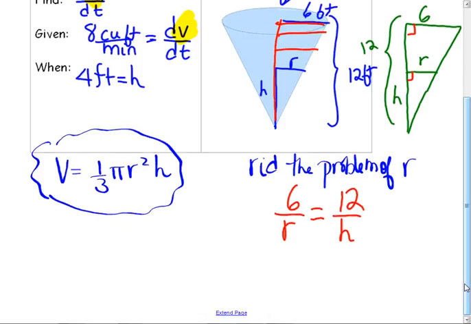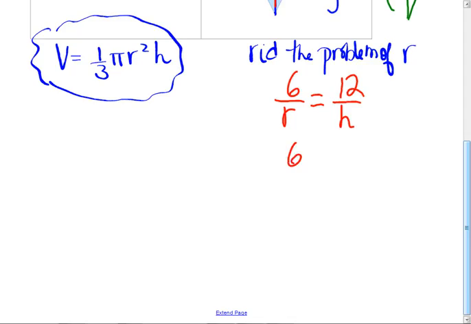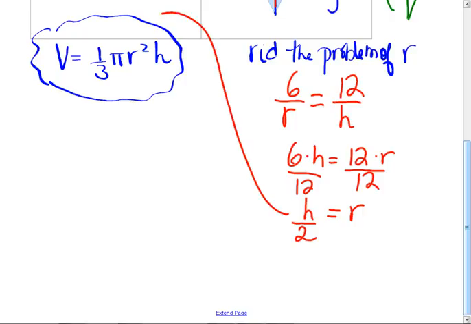And so how do we solve that for R? Okay, so we go 6 times H equals 12 times R. Divide by 12, because R is the one I want to get rid of. R is equal to H over 2. I only want one variable, just like the max-min problems. I don't want to have two variables here. So I'm going to take that and put that right in there for R, and I'm going to simplify it.